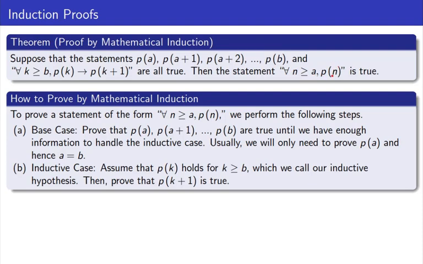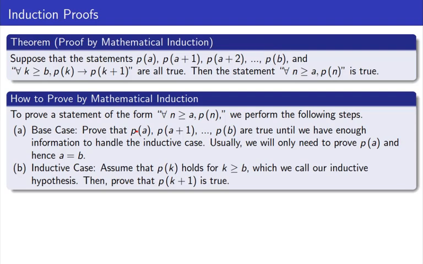Here's how we use this theorem. First off, we need to prove some of these basic values. This is nothing different than just plugging values into the expression and saying, is this true or false? Often we only need to prove the very first value and that's enough, but sometimes we need more than one. This is what we call our base case.